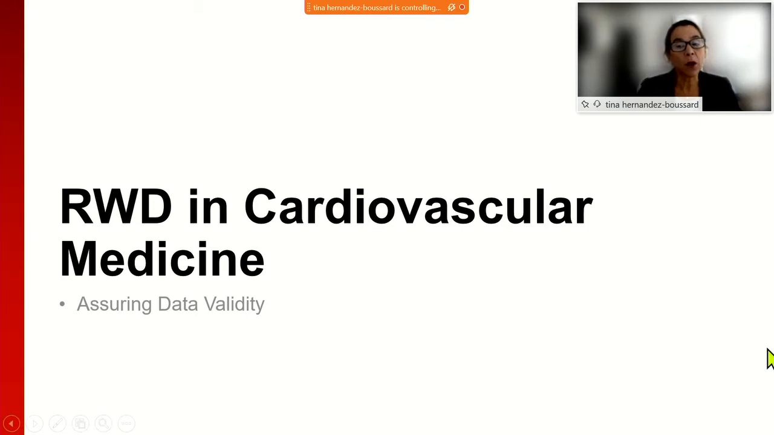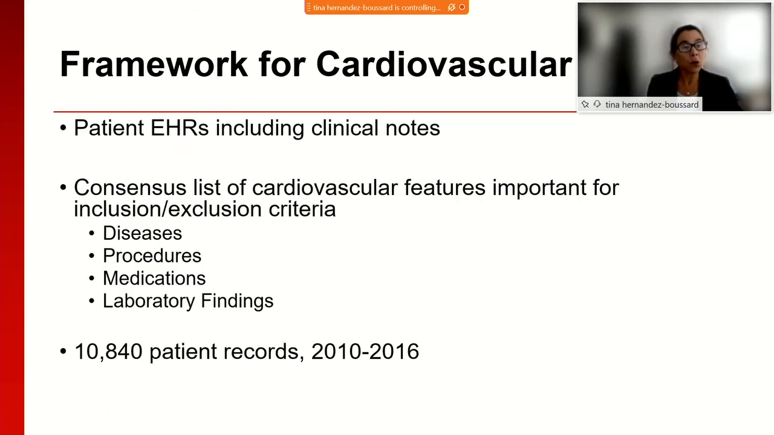So let me start with one of the studies we have done using real-world data in cardiovascular medicine. Here we have developed a framework for identifying cardiovascular features in EHRs. And what I mean by that is we've developed technology to extract information from EHRs, both in the structured and unstructured components of the EHR data. And then we compare precision and recall amongst these different components of the EHR to identify what can be used for clinical assertions and what might need other sources of data.